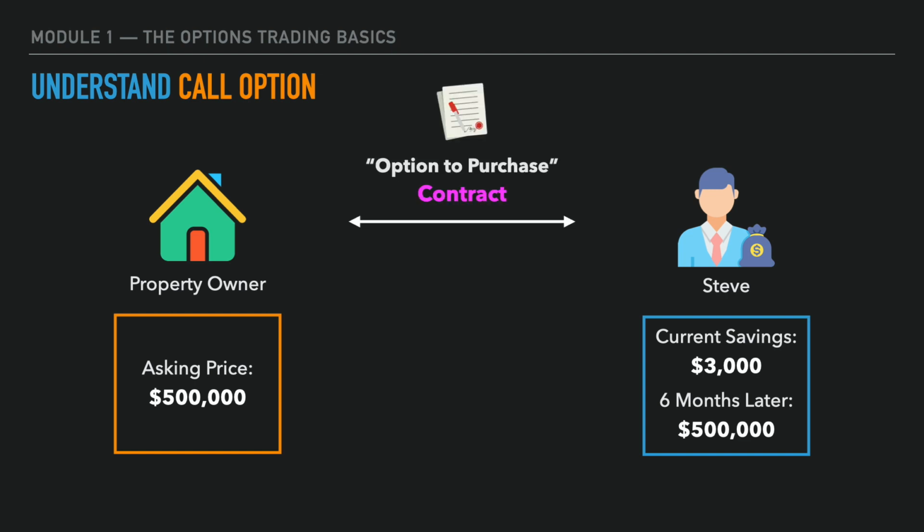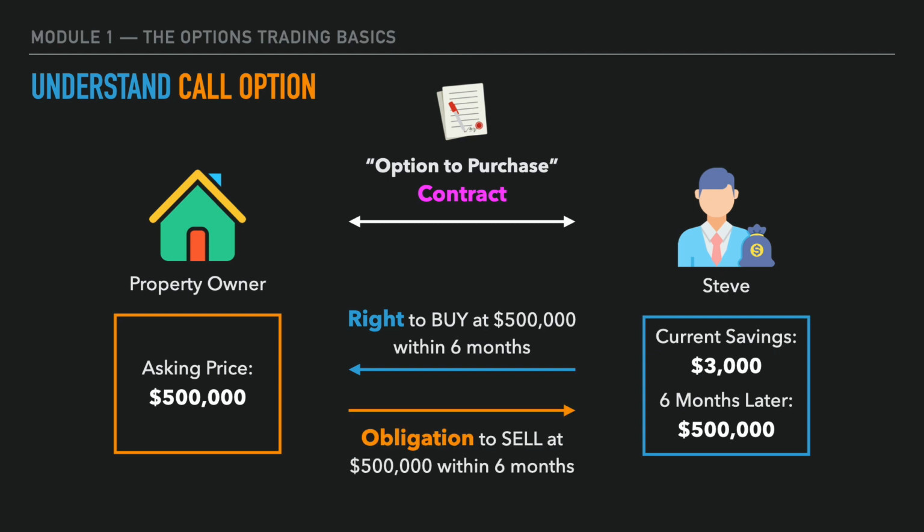So both of them reach an agreement called the option to purchase contract. What this agreement does is that it gives Steve the right to buy this property at the price of $500,000 within the next 6 months. And the property owner will have the obligation to sell this property only to Steve at $500,000 over the next 6 months, whenever Steve is ready to exercise the transaction.